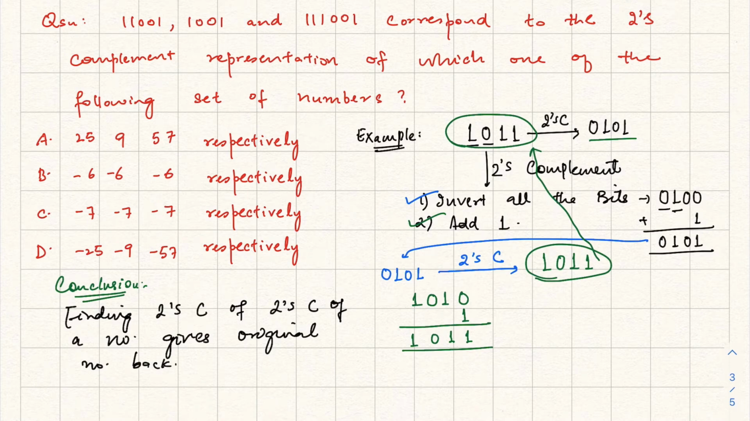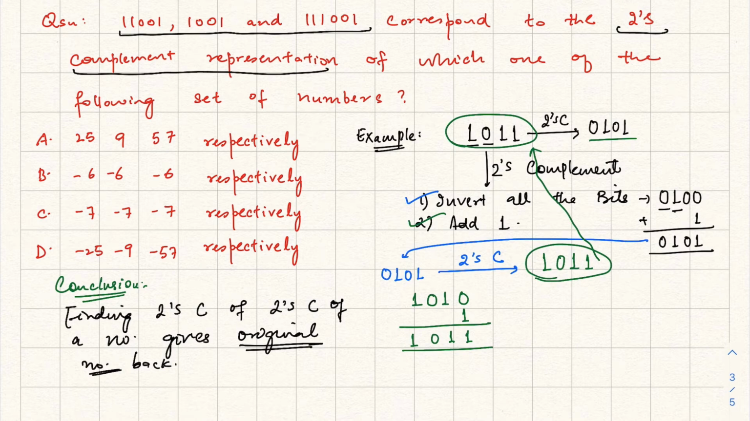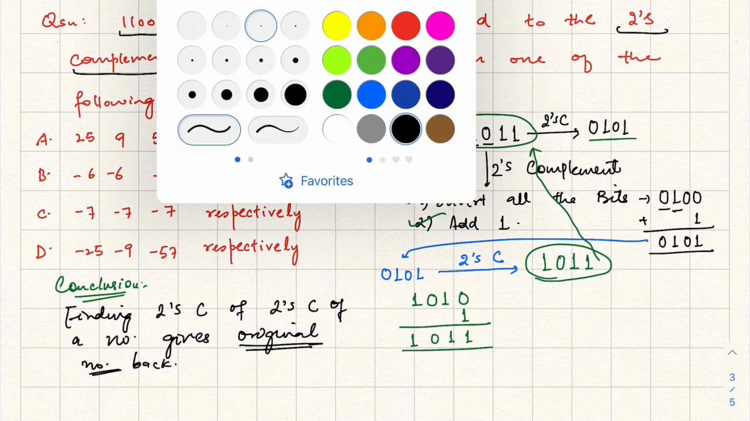If a 2's complement is given and you again find the 2's complement of that, it shall give us the original number. Now if you read the question again, you will find that the three numbers given here are nothing but 2's complement representations. So if we again find their 2's complement, that should give us the numbers back. So let us do it.